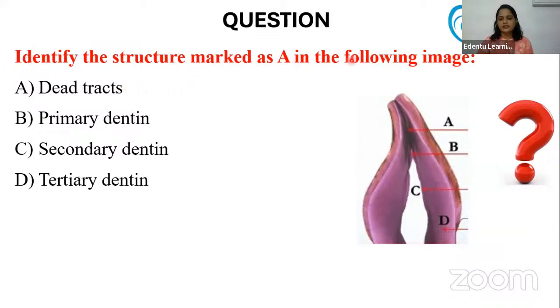Identify the structure marked as A in the following image. You have A, B, C, D here. What is this A? Is it the tract, or primary dentine, or secondary dentine, or tertiary dentine? You can see that some attrition has happened here and the dentine is exposed, and you can see a very dark colored structure here. That is called the dead tract.